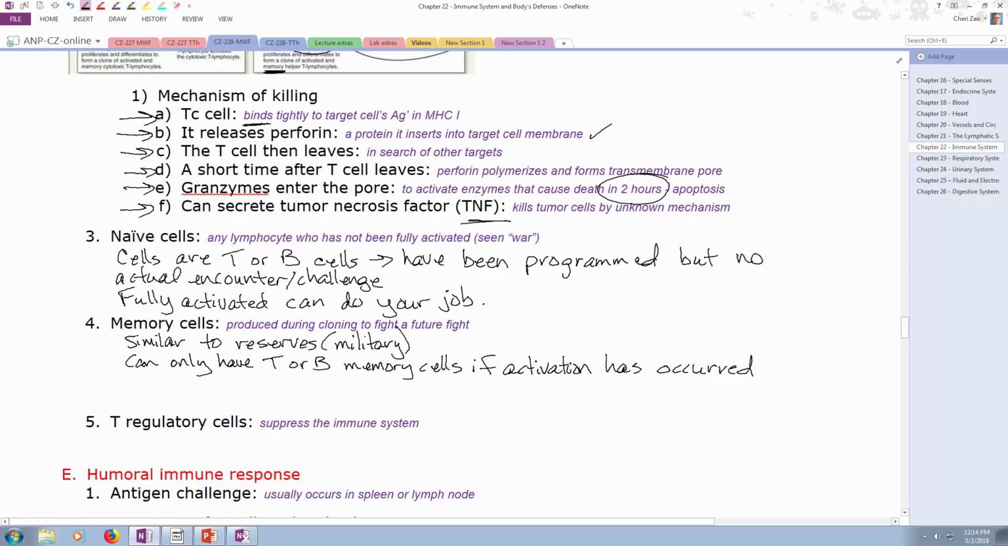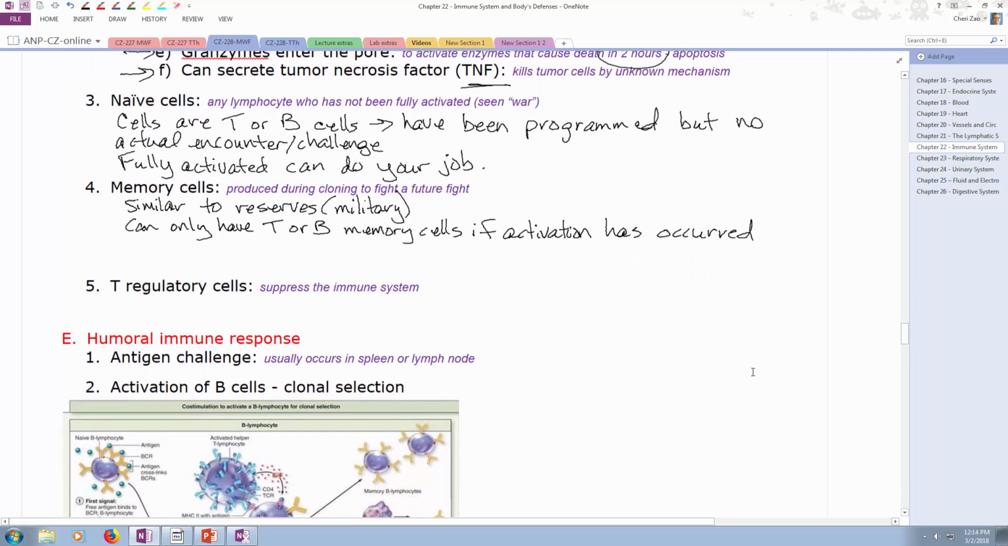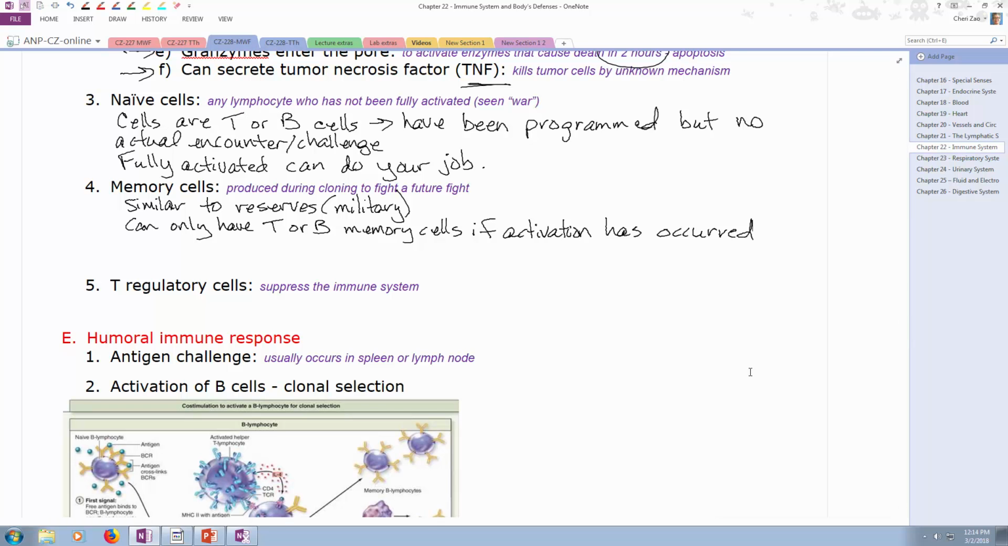So activation is a major process to actually give you memory cells. Hence, that's another reason why we give vaccines, because we are trying to create a whole line of memory cells for the individual. When you have memory cells, you can respond faster and more efficiently. To another challenge.